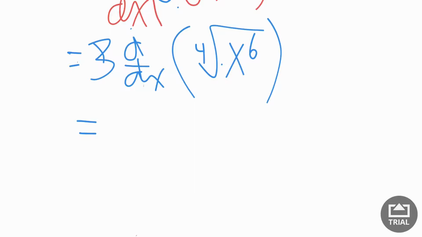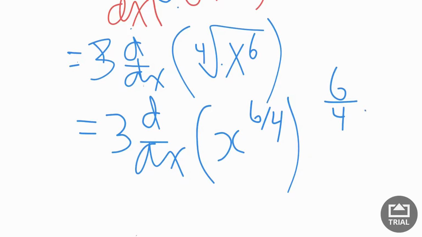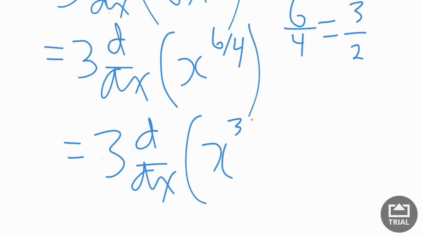The first thing I need to do is write this as a rational exponent. So what I should do is 3 d by dx, and then in here, I'm going to write that as x to the 6 over 4. Now, I should know from my fractions, 6 over 4 is equivalent to 3 over 2. And I should simplify the fraction first before I start differentiating. Most calculators will do that. So it's going to be 3 derivatives of x to the 3 over 2.